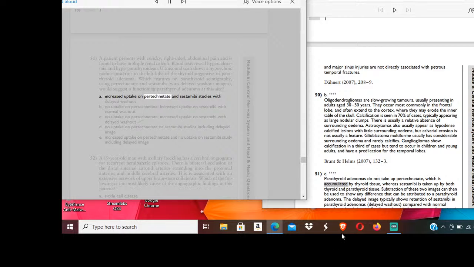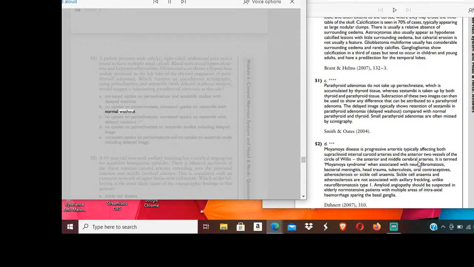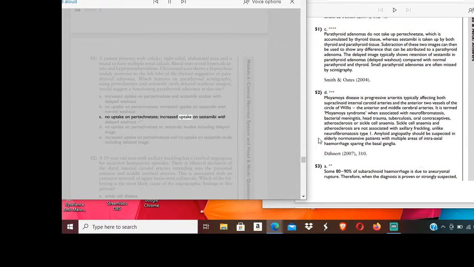A. Increased uptake on pertechnetate and sestamibi studies with delayed washout. B. No uptake on pertechnetate, increased uptake on sestamibi with normal washout. C. No uptake on pertechnetate, increased uptake on sestamibi with delayed washout. D. No uptake on pertechnetate or sestamibi studies including delayed image. E. Increased uptake on pertechnetate, and no uptake on sestamibi study including delayed image.